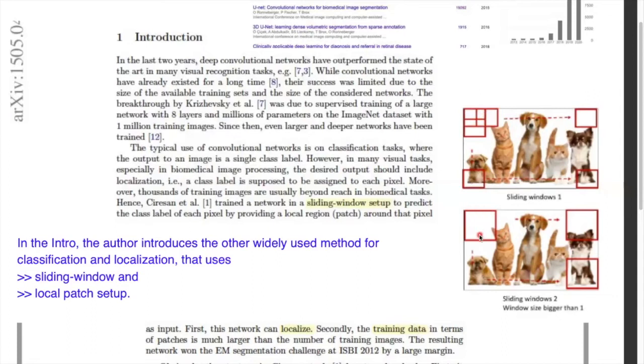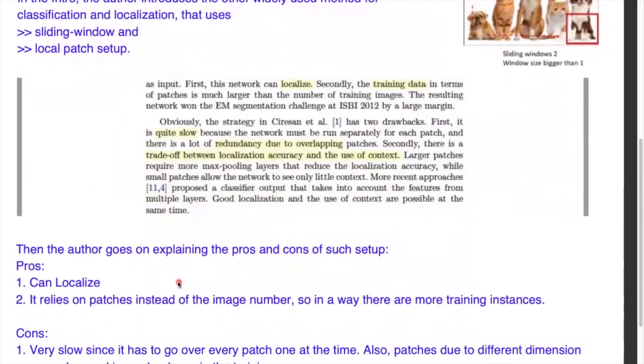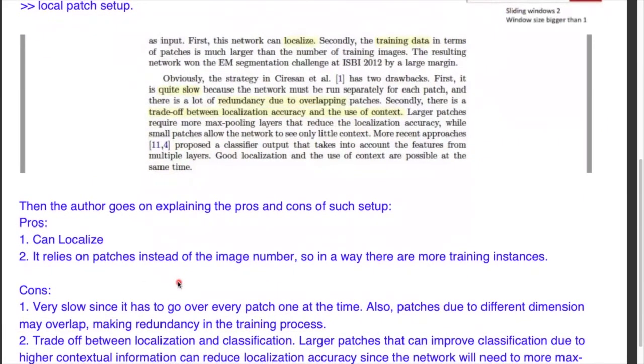And this way, you're basically covering the whole image, and you move on one patch at a time. Then they talk about the pros and cons of the sliding window technique. The first pro is that it can localize because you're moving in the spatial domain, and they also mention a second pro: they use a higher number of patches instead of images. That's one benefit of a sliding window.